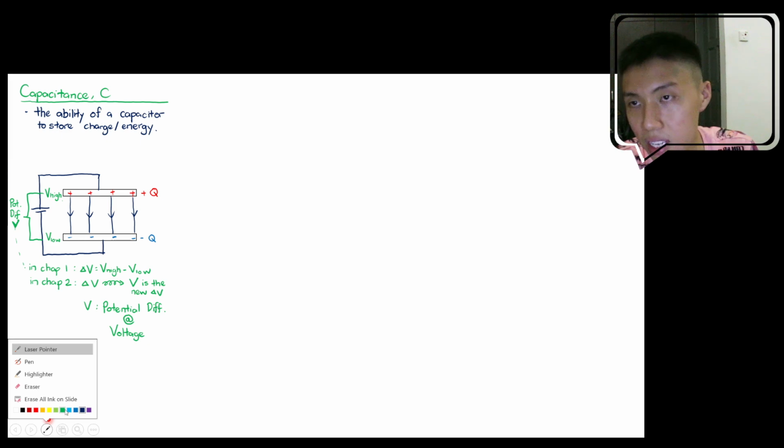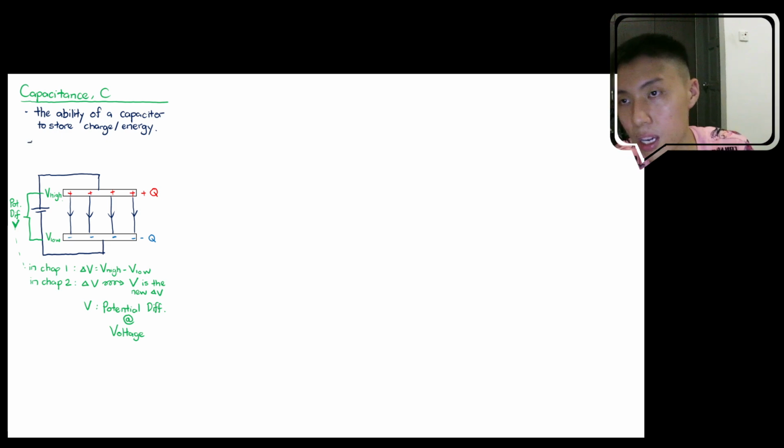Capacitance, if you look into the mathematical definition, is the ratio of charge stored to the potential difference across the capacitor plates.